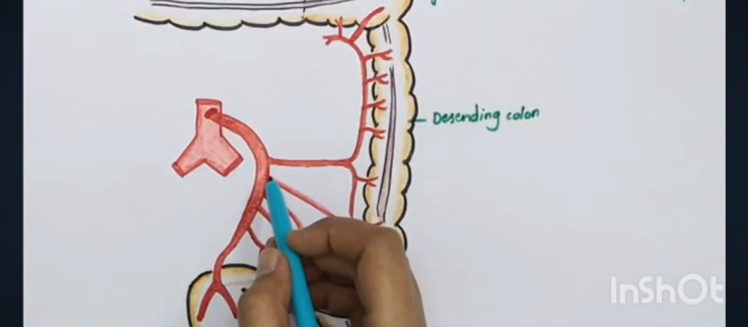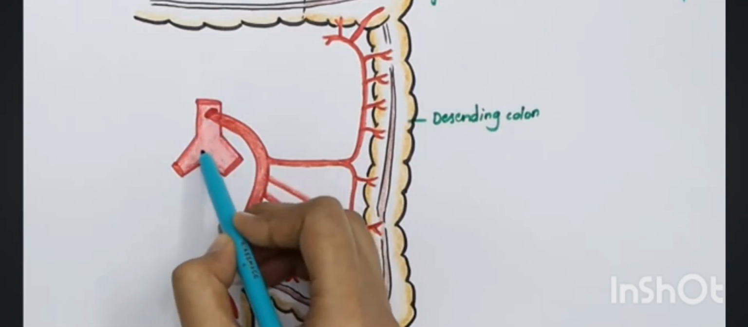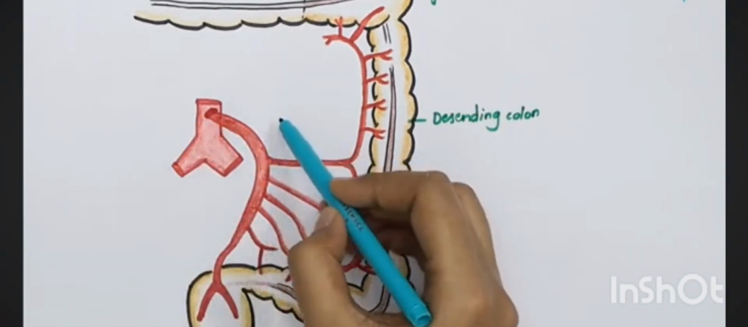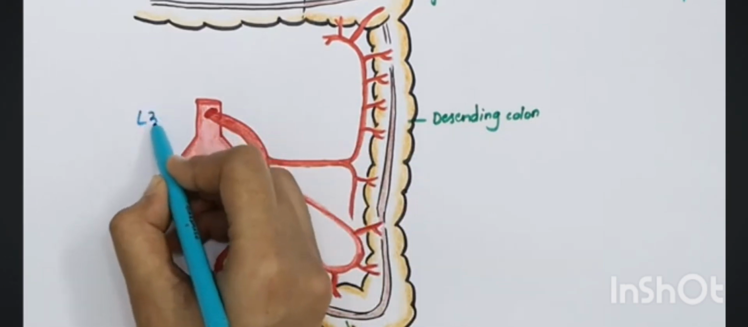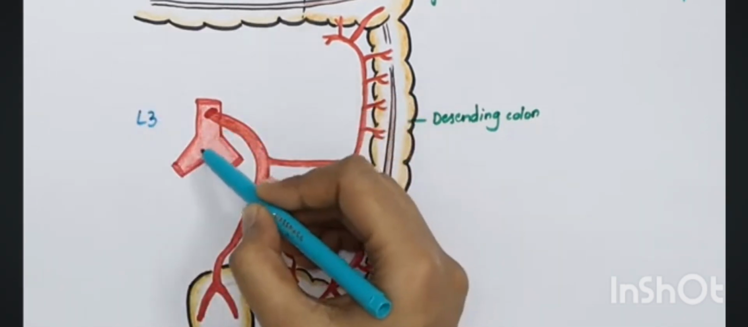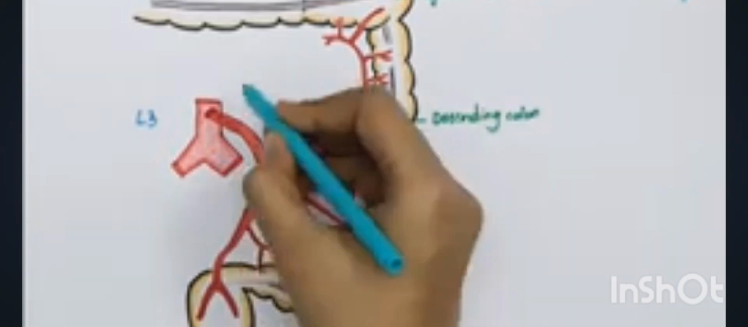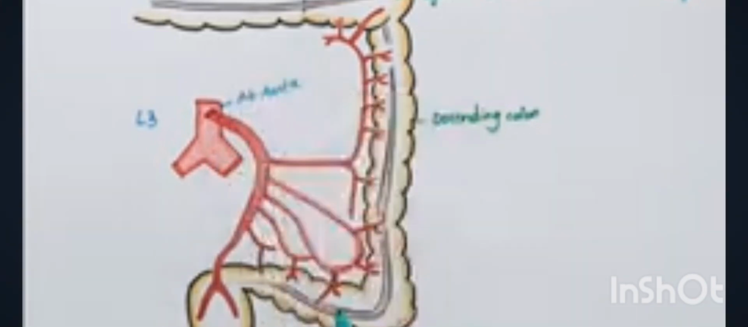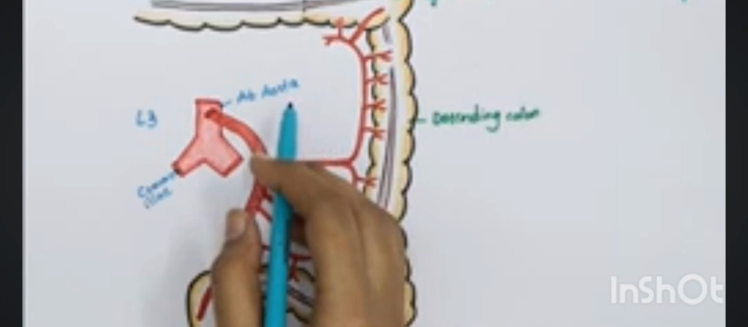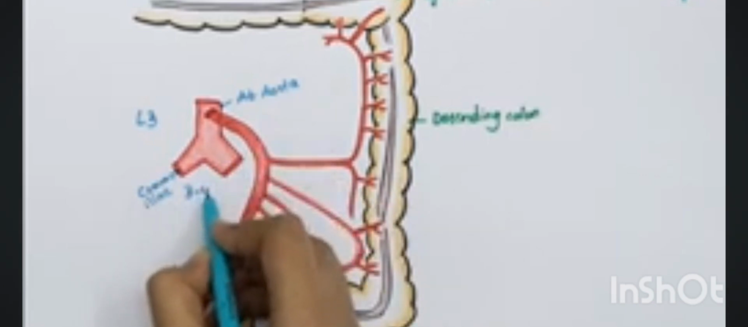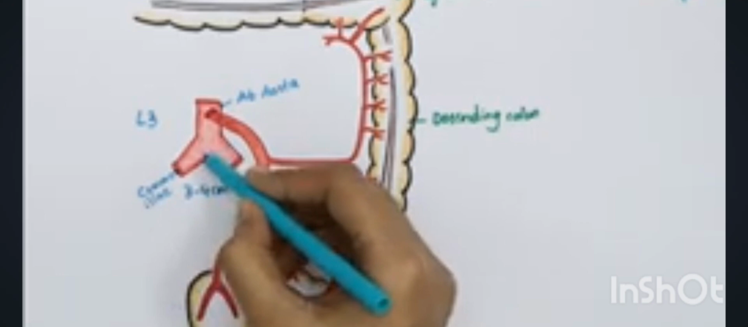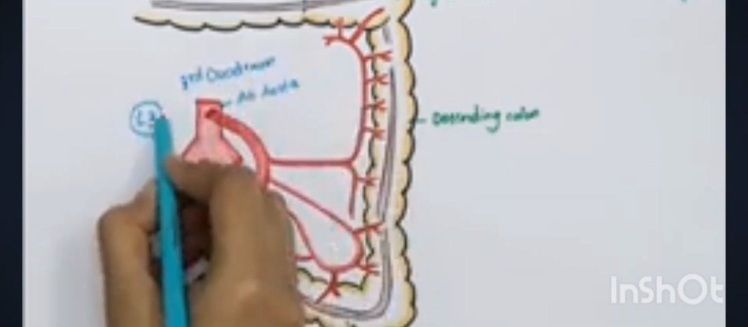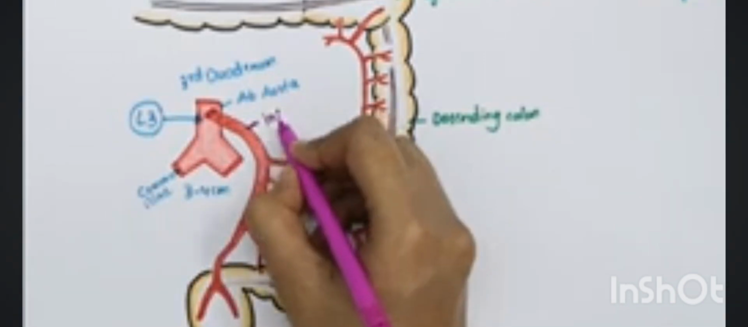The inferior mesenteric artery arises from the front of the abdominal aorta, that is behind the third part of the duodenum at the level of L3 vertebrae, about 3 to 4 centimeters above the termination or the bifurcation of the abdominal aorta. So this is the abdominal aorta, and this is the bifurcation of the abdominal aorta into the common iliac arteries. And this artery originates 3 to 4 centimeters above this bifurcation and behind the third part of duodenum at the level of the L3 vertebrae. So this is the inferior mesenteric artery.